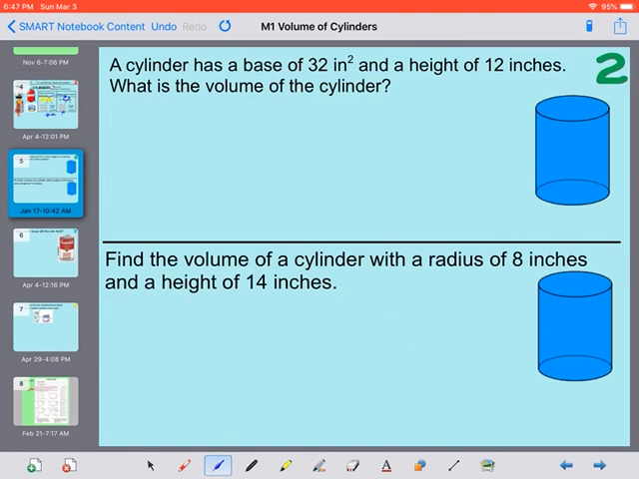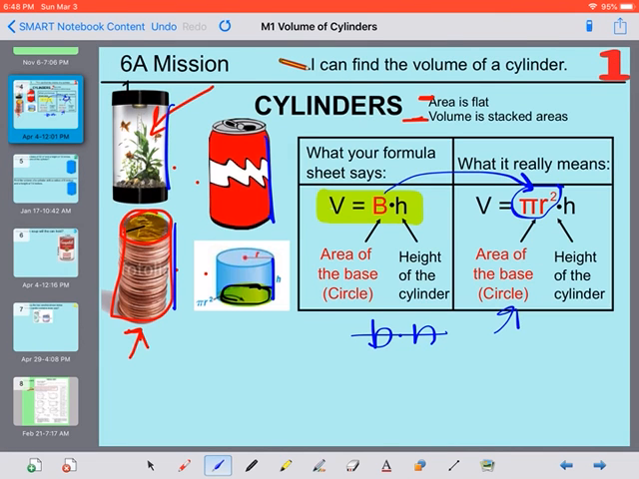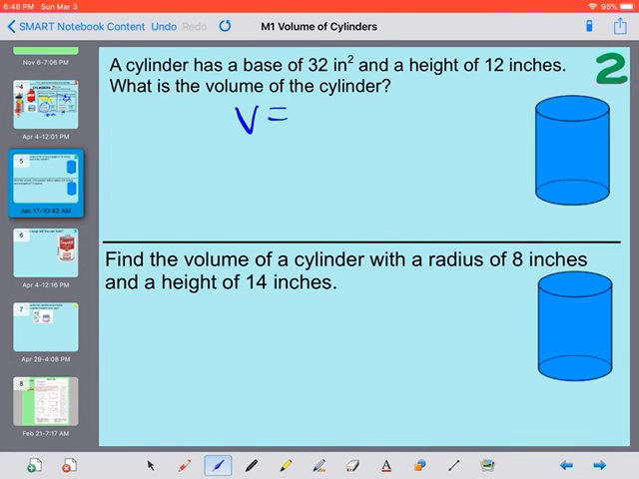So let's take a look at an example. A cylinder has a base of 32 inches squared and a height of 12 inches. What's the volume of the cylinder? So they're actually telling us the area of the base. So they're telling us here, using this formula, volume equals base times height. They told us the area of this entire circle is 32 inches squared. I know it's an area because it's inches squared. If it was just 32 inches, that would be like a length. And then it says the height is 12 inches. So like this side would be 12 inches.